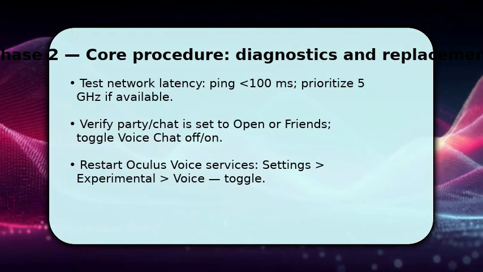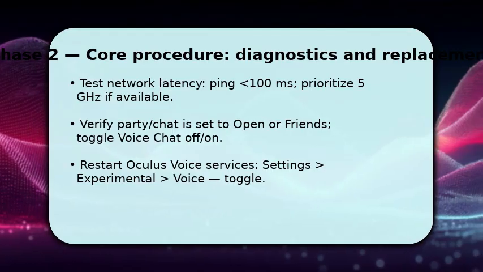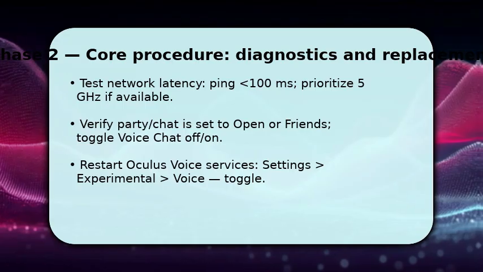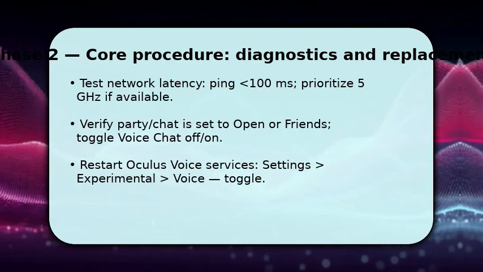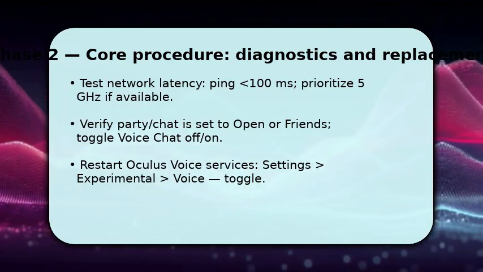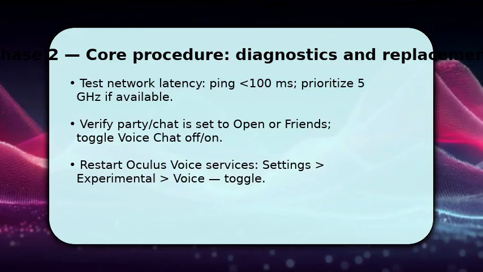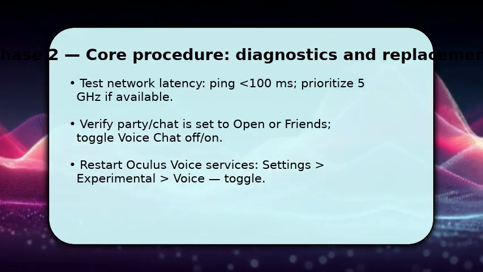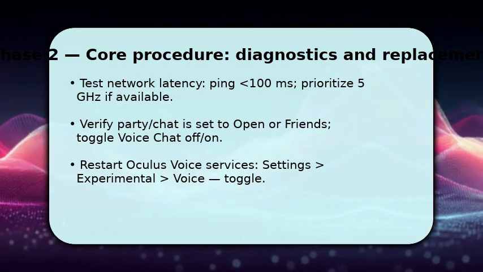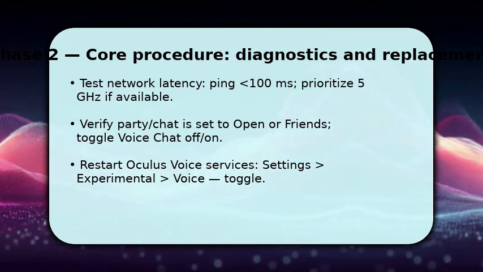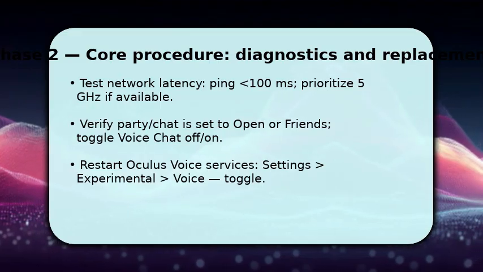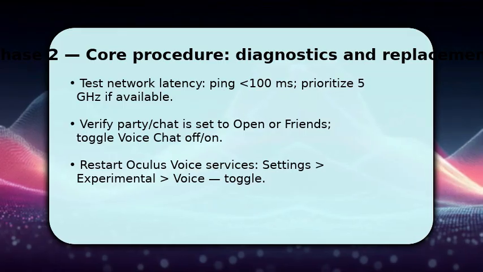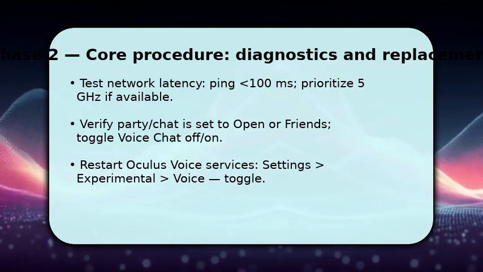Now focus on network and in-app voice routing. You test latency and aim for under 100 milliseconds because high ping drops voice packets. Make sure your party or app chat privacy is set to open or friends. Private blocks can mute you. Then toggle voice chat off and on in settings to restart the service. This forces the Quest to renegotiate audio streams. If the mobile companion app offers a voice toggle, make sure both ends match. Since inconsistent states break the microphone path.